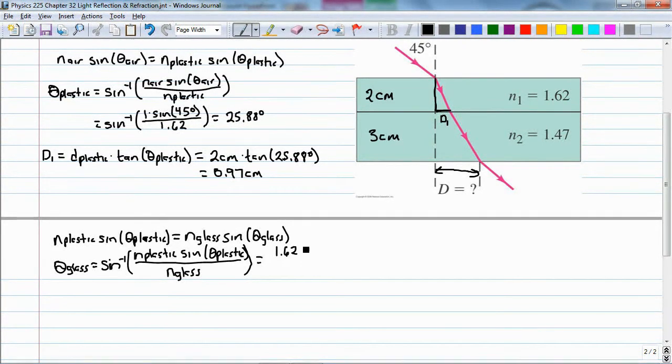So the refractive index of the plastic is 1.62. Sine of 25.88 degrees divided by, oh, and I forgot my arc sine there, okay, and divide that by our n glass, and that's 1.47. And that gives us 28.752 degrees.